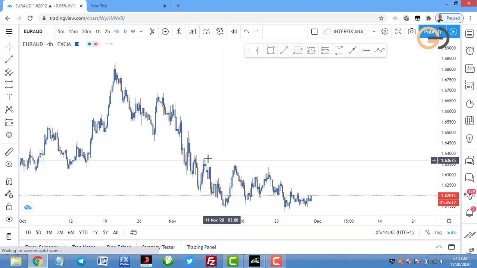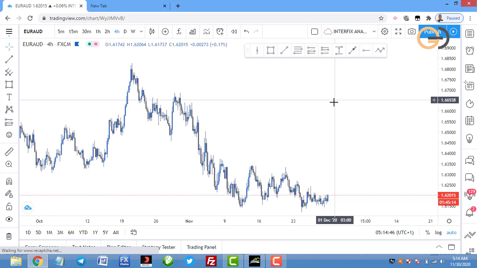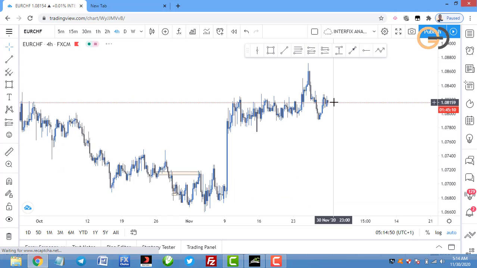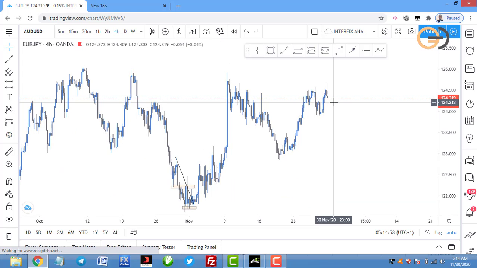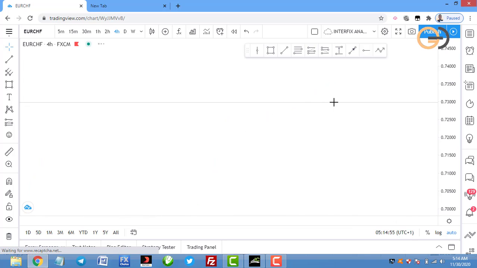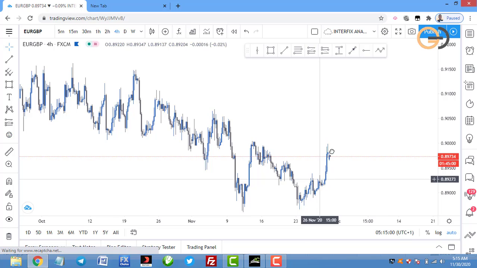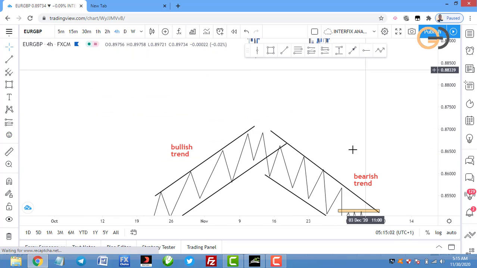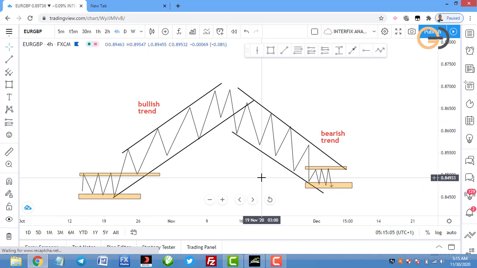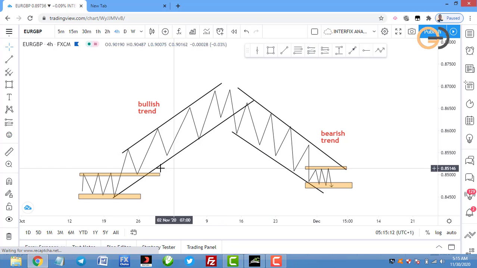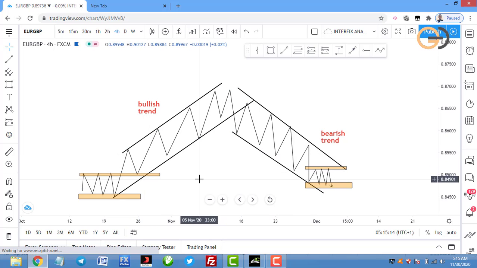So this is why the knowledge of market structure is very, very important. Alright, another thing you want to look at when we talk about market structure is that the market moves, creating this strength on every single time frame.